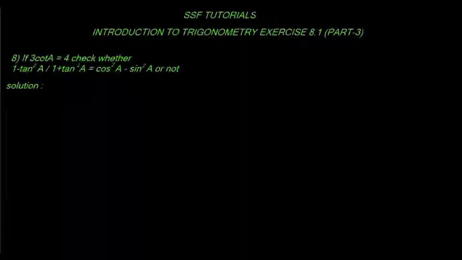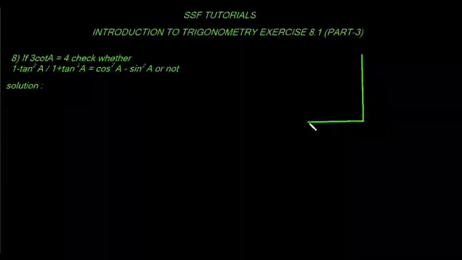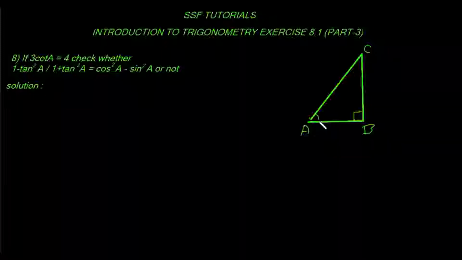So let's draw a relevant diagram for the question, which is going to be like this. Basically for all the questions we have to draw a right angle triangle. So now let's name the triangle as A, B and C. The triangle is right angled at B, as you know. Angle A is going to be an acute angle and angle C is going to be an acute angle.